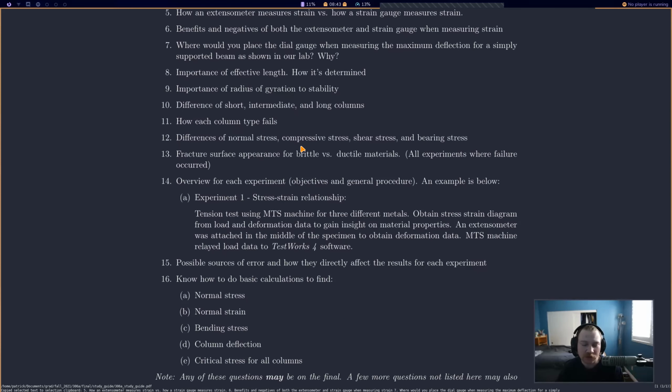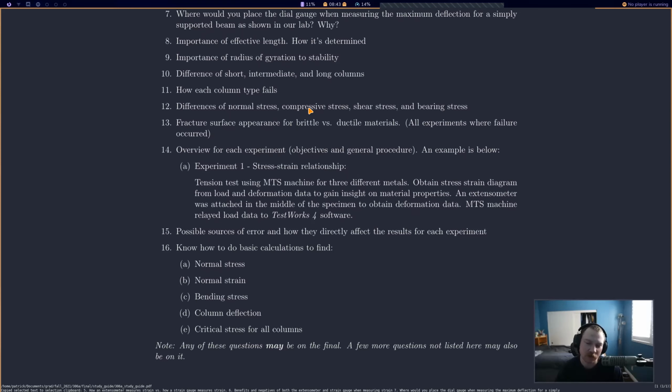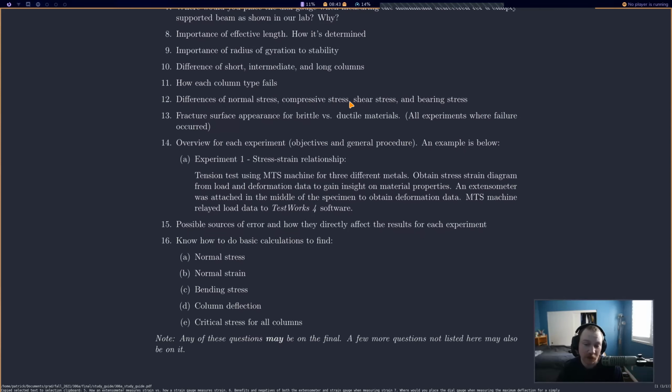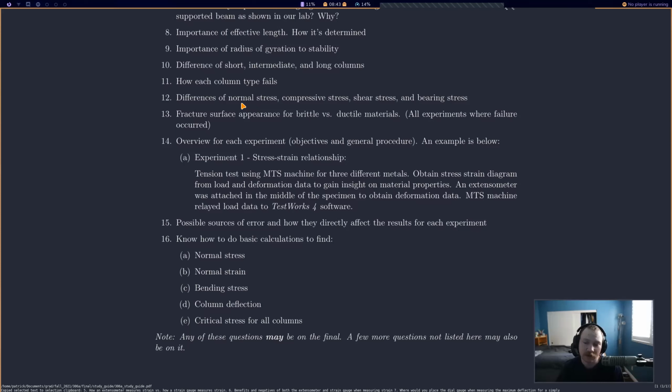And then differences of normal stress, compressive stress, shear stress, and bearing stress. So basically that's just about all of our labs here. I didn't put bending stress. Maybe I should put that too. So basically all of our labs right here and the different kinds of stresses that we looked at throughout the semester.